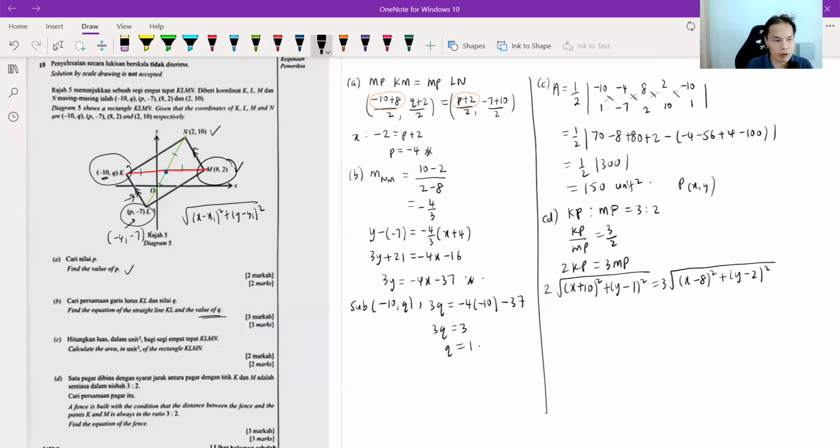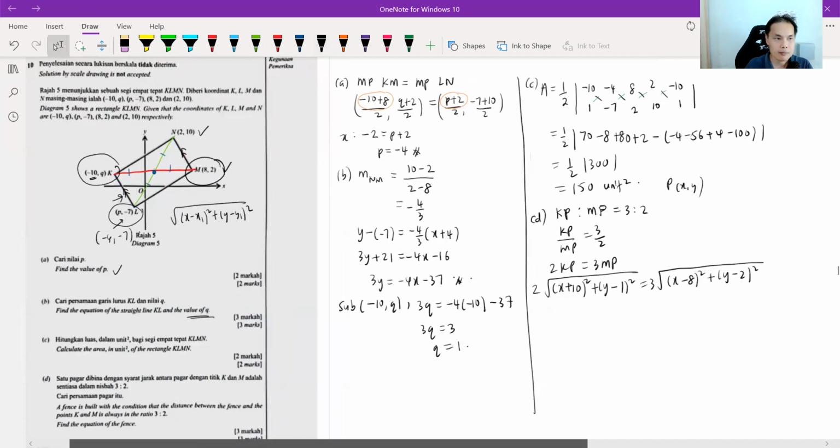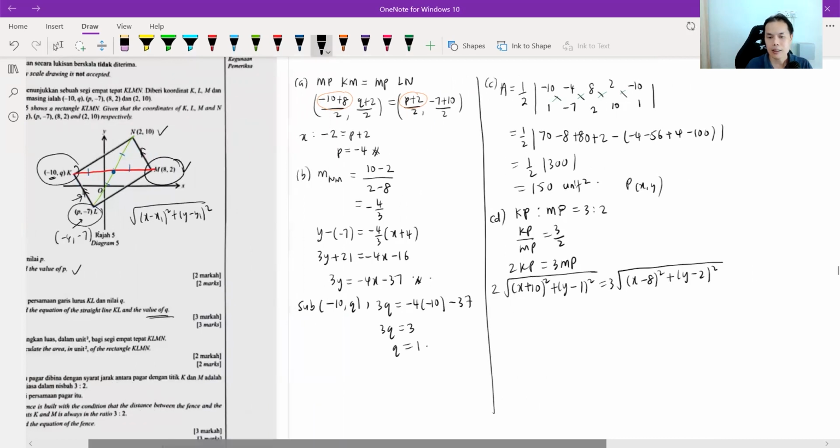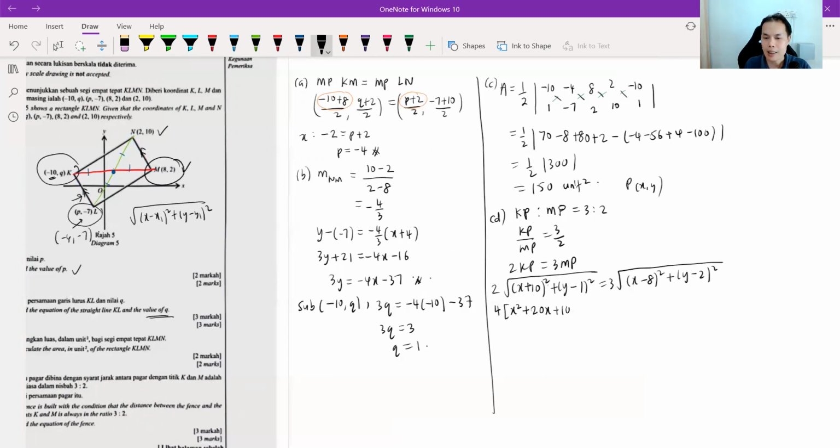Okay, this is going to be a very long expression, so I probably have to move this a bit to the right, give myself a bit of space. All right, let's square both sides. 2, when I square it, I get 4. This is x squared. I hope we can expand this quickly by now. This is a squared plus 2ab. 2 times 10, 20 times x. 10 squared is 100. Then y squared minus 2 times 1, minus 2y plus 1. And then 3 squared will give us 9.